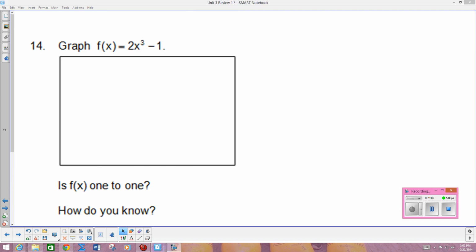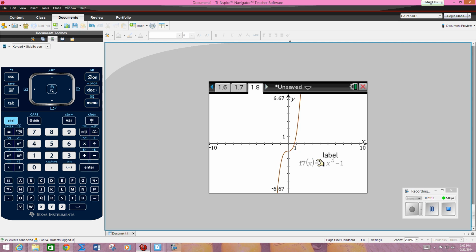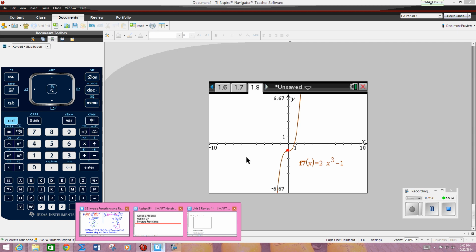So number 14, we're going to graph 2x to the 3rd minus 1. I already went to graph it, and here's our function, 2x to the 3rd minus 1. You can see that at negative 1 here, it moved down. And then 2 is a stretch factor, so it kind of thinned it up a little bit. So let's transfer it over here.